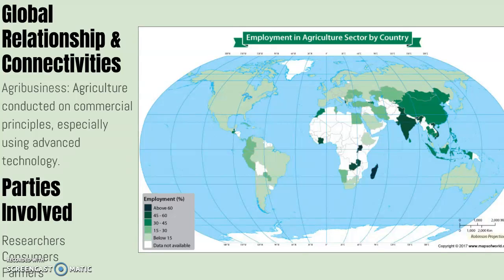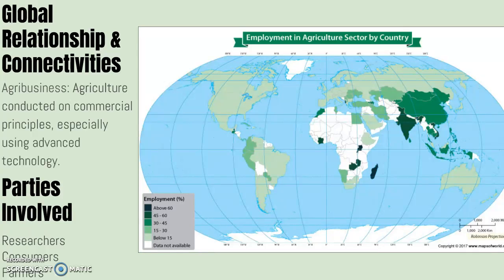Agribusiness. The definition of agribusiness is the business or industry of farming or agriculture, basically farming thought of as a large business. The parties involved. Researchers. Developed nations have a lot of GMOs. GMO stands for genetically modified organism, and that requires researchers in order to make more efficient crops.